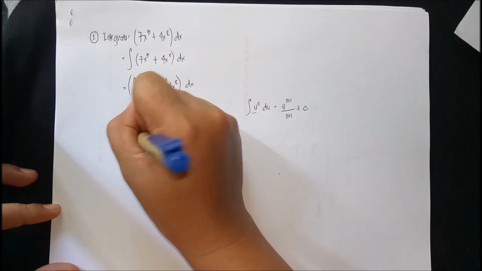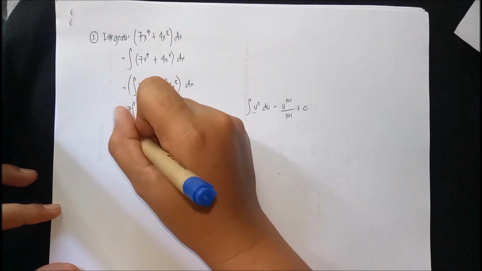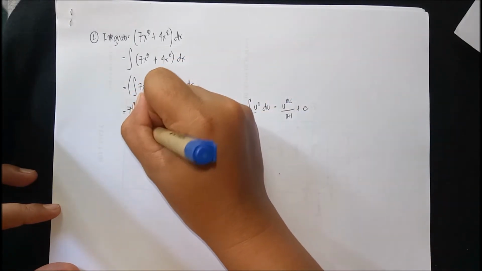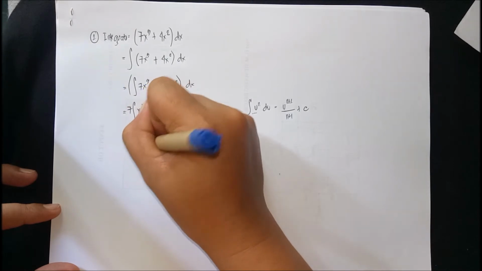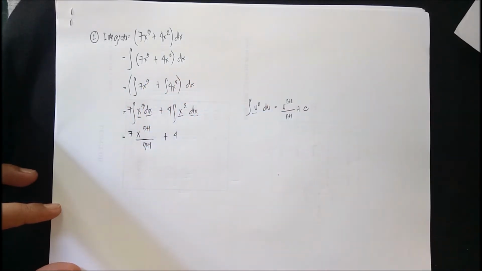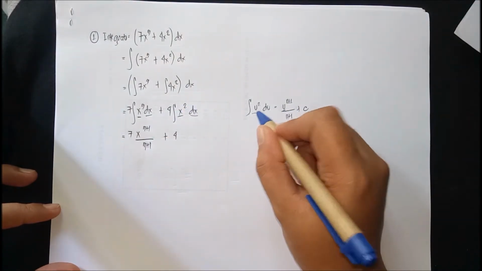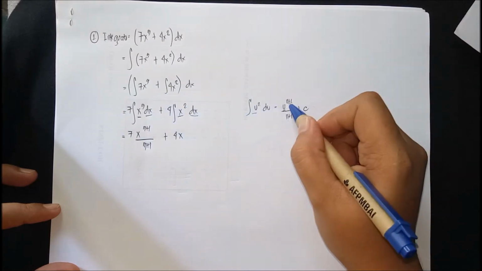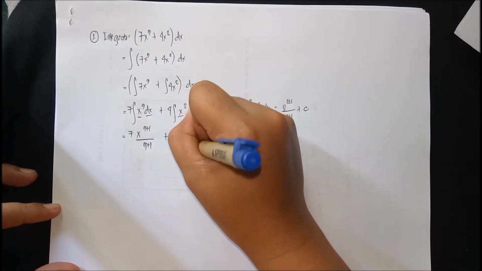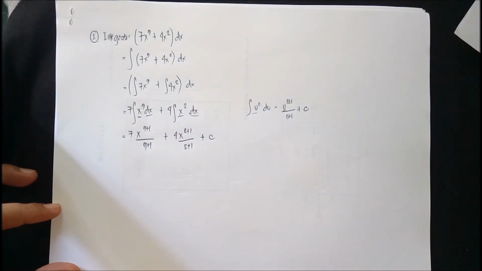So, this is just simply 7. And for this one, copy lang natin sa u. Copy yung x. Tapos yung n plus 1. 3 plus 1. All over 3 plus 1. Ito na yun. Plus, itong 4. Copy si x, kasi sabi niya, okay, copy. So, copy si x. Next is n plus 1. Yung n natin is 2, so we have 2 plus 1 all over 2 plus 1. Okay, this is plus c.